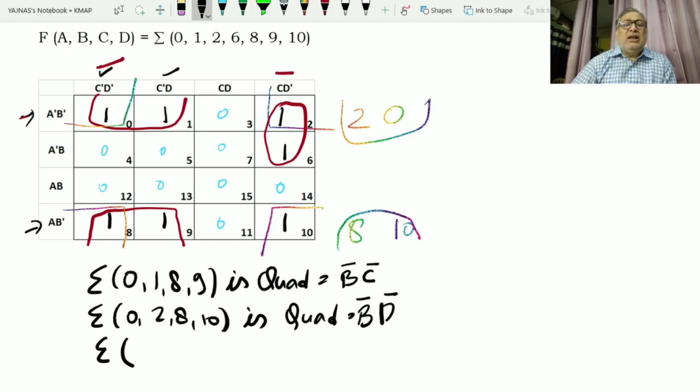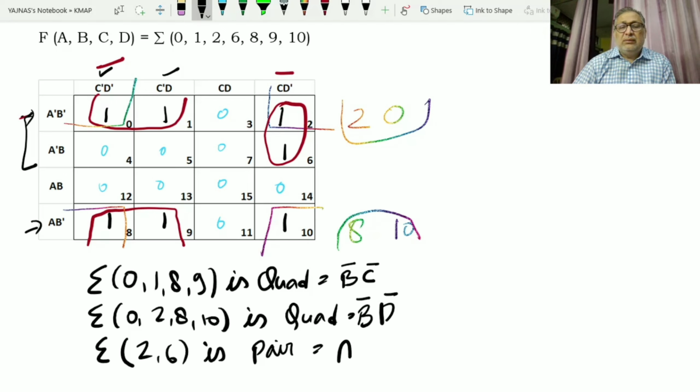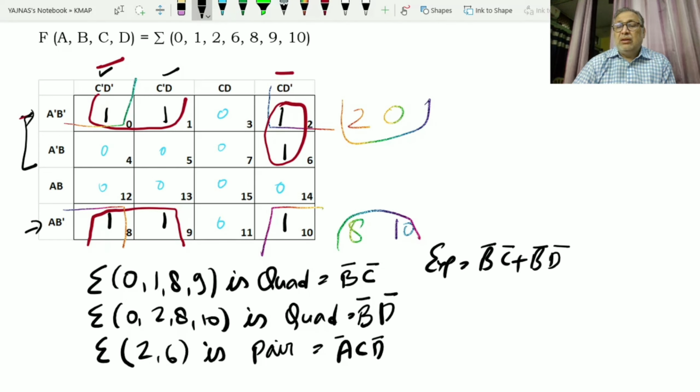And this pair you can easily identify: 2, 6 is a pair. For 2, 6, the left of 2 and 6 is A complement, which is constant, and the top of 2 and 6 is C, D complement. The final expression is B complement C complement plus B complement D complement plus A complement C D complement. All right.